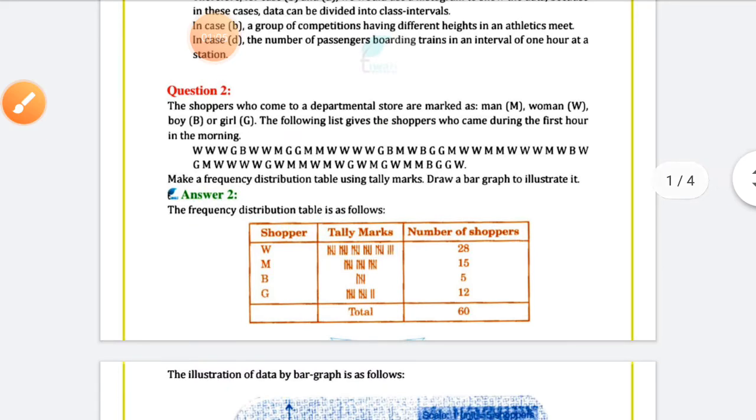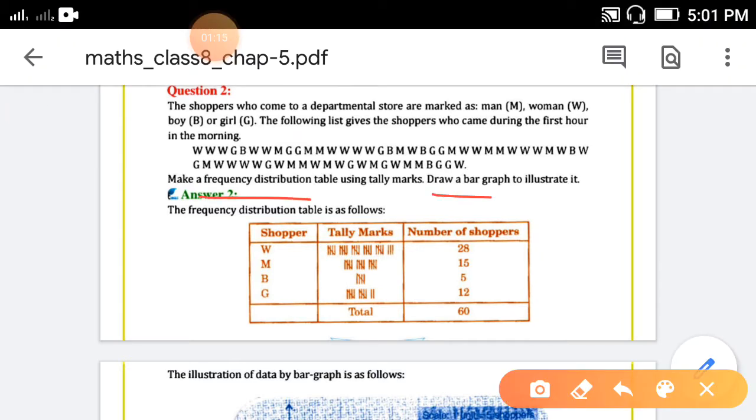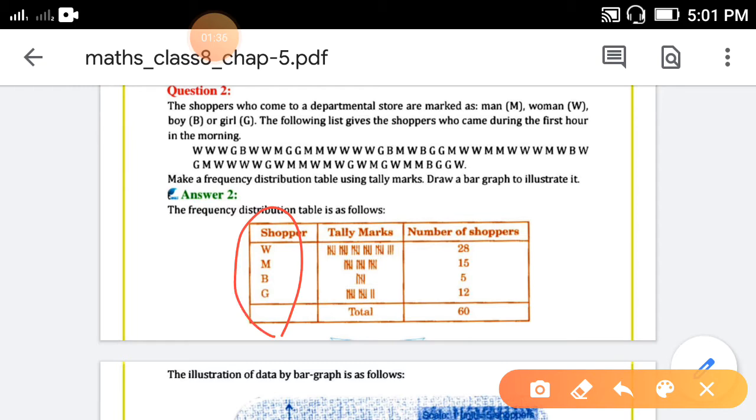Question number 2. Here what is the data given? Actually you have to make a frequency distribution table and draw a bar graph. First of all, you have to find out what the data given is. Here you can see total number of shoppers are given, the shoppers who come to a store. These shoppers are categorized into 4 groups: women, men, boys and girls.